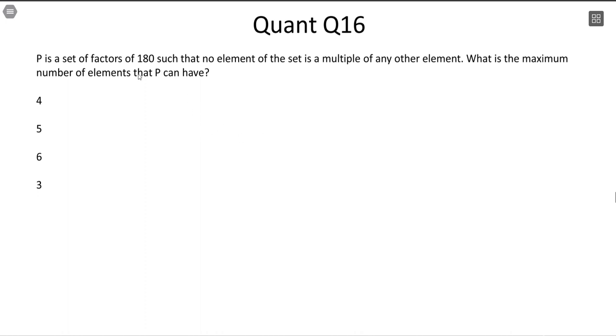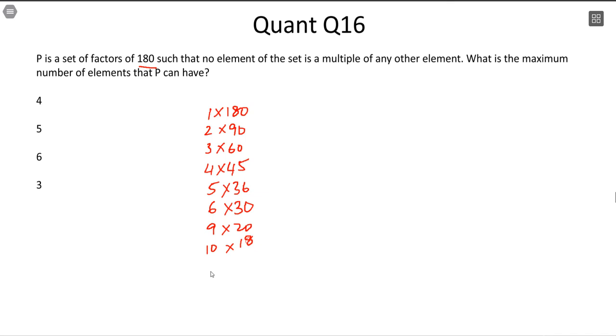List down all the factors of whatever number you're dealing with. So I have 1 into 180, 2 into 90, 3 into 60. Of course, this way of listing down factors is nice because the smallest and largest factors get recorded straight away. 5 into 36, 6 into 30, 8 no, 9 into 20, 10 into 18, and 12 into 15. Yes, all the factors have been listed.